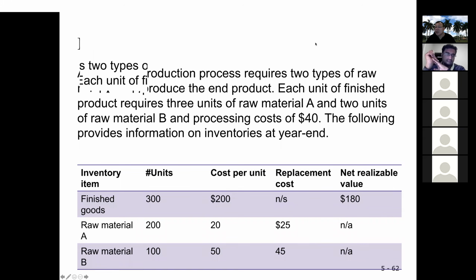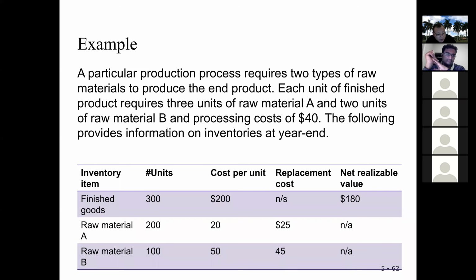Okay, so here is the information. Finished goods inventories, raw material A and raw material B. You can see the units: 300 units of finished goods, 200 units of A and 100 units of B. The cost is 200 for finished goods, 20 for A, 50 for B. Replacement cost: 25 for A, 45 for B.